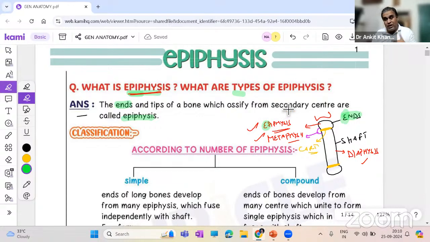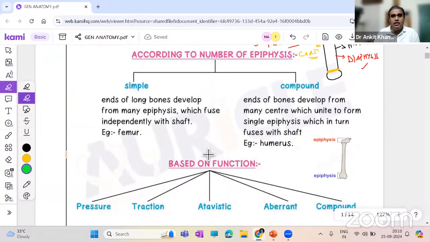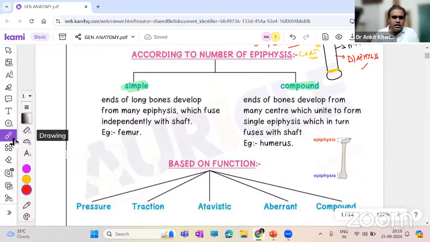Now, what is the classification? Is there any classification? Yes, there is a classification. Okay, let us see. According to the number of epiphyses, they are classified differently, right? According to number, we can have a simple epiphysis and we can have a compound epiphysis. What does it tell us? Very straightforward, simple. Let us see what it means actually.